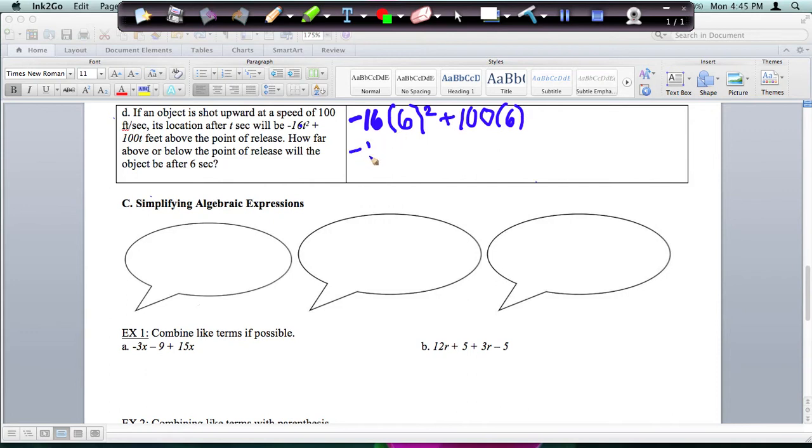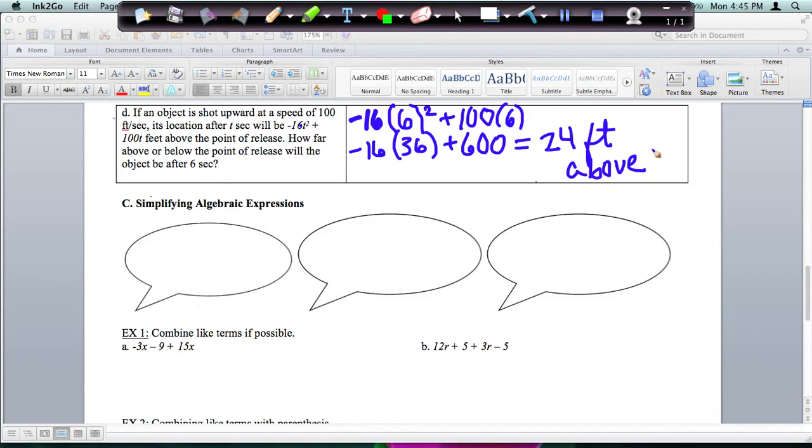6 squared means 6 times 6, which is 36. And then 100 times 6 is 600. And when you combine these two, you're going to get 24. So you get a positive 24, which means it's 24 feet above the point of release because it's positive.